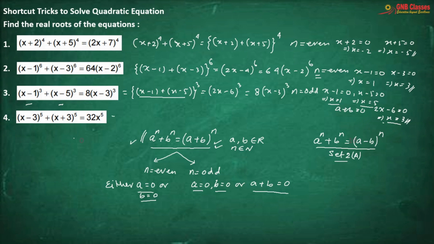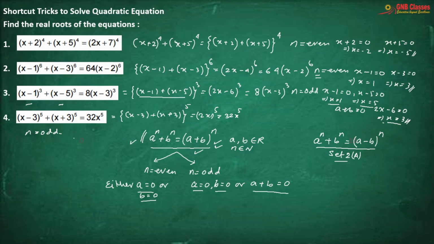Again I am writing the right hand side as (x minus 3 plus x plus 3) whole to the power 5, which gives you (2x) whole to the power 5, which is nothing but 32x to the power 5. Yes or no? So again it is in the form of a to the power n plus b to the power n equals (a plus b) whole to the power n. Right? Here n is odd.